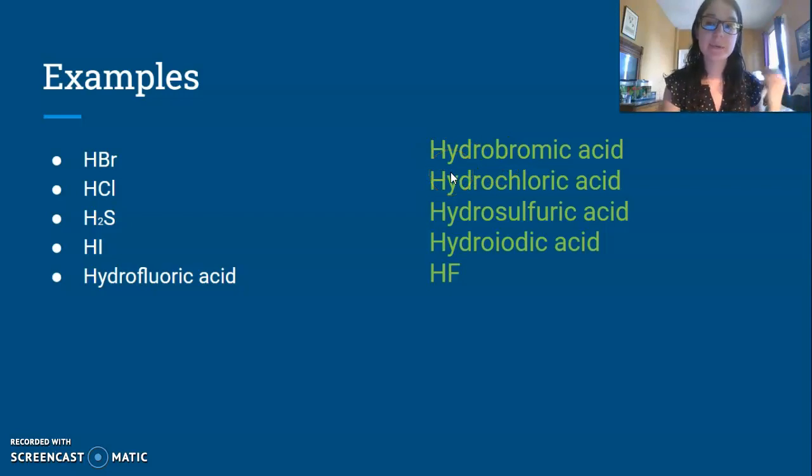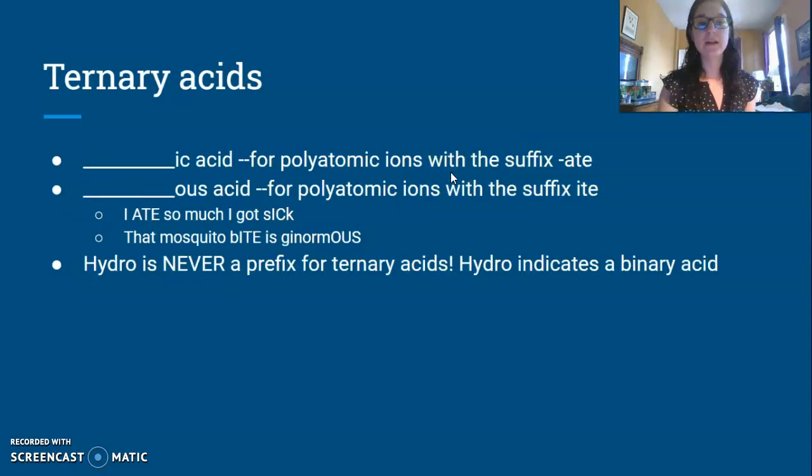With ternary acids, we do not have that prefix. So we have blank-ic acid for polyatomic ions that end with the suffix -ate, and blank-ous acid for polyatomic ions with the suffix -ite. And to remember those ending changes, I always remember I ate so much I got sick. Ate goes to ic. And then that mosquito bite is ginormous, so ite goes to ous. Again, hydro is never a prefix for ternary acids. Hydro will indicate a binary acid.